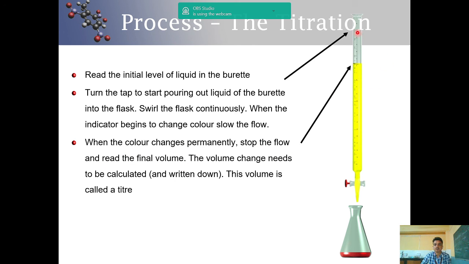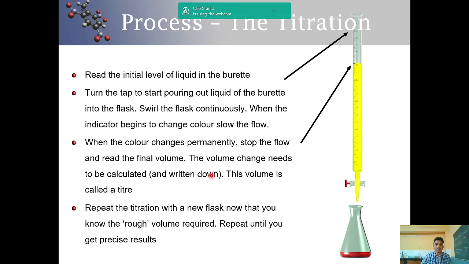That means initially we have read the volume of the burette, that is the initial level, 0 ml. And after adding 5 ml, something like that, the color will change to orange. At that point, I have to read the final volume, and the volume change needs to be calculated and written down. This volume is called the titer. So this is the exact process of volumetric analysis.